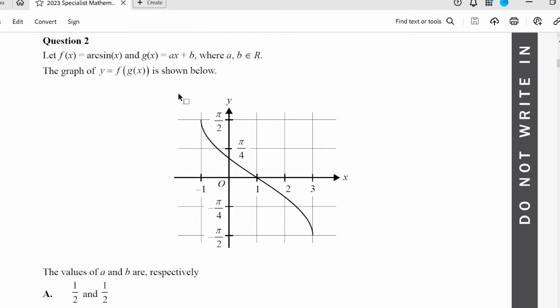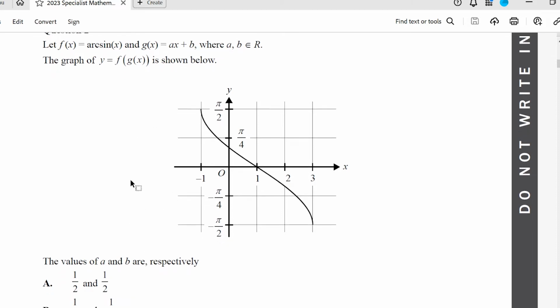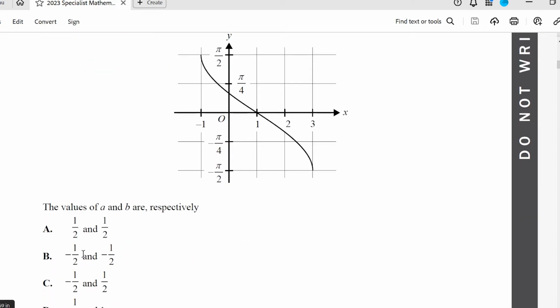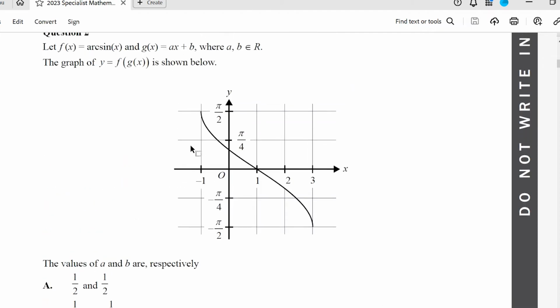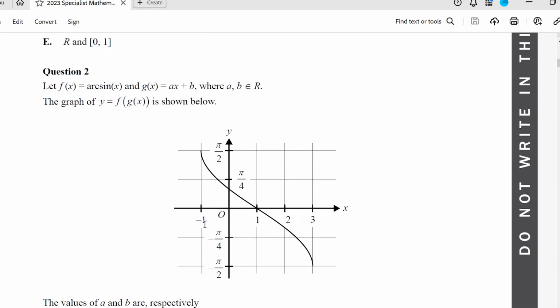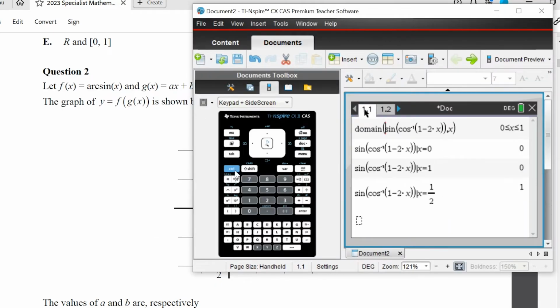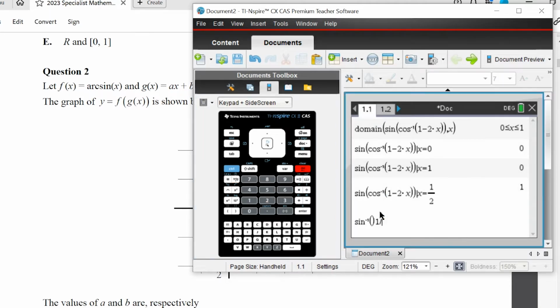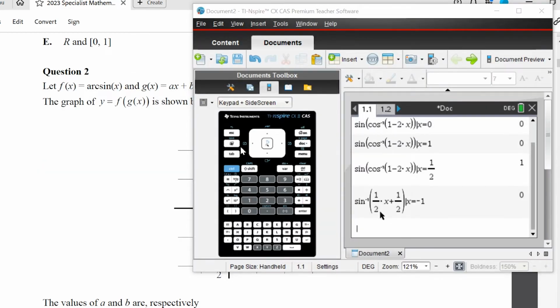To do this one, we could obviously just graph all of these options. If I have inverse sine of a half x plus a half, or negative a half x minus a half, I can basically try all the options and see which one gives us what we want. Again, we know we have to go through this endpoint, negative 1 comma pi on 2. So if I just use the function inverse sine of a half x plus a half, and check when x is negative 1, do I get up to pi on 2? No, I do not. So that's no good.